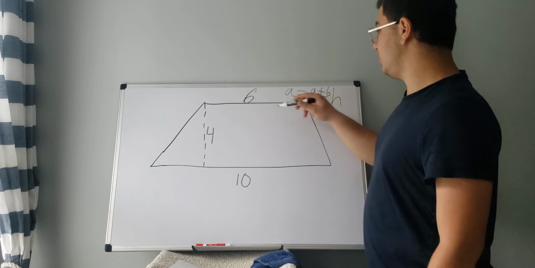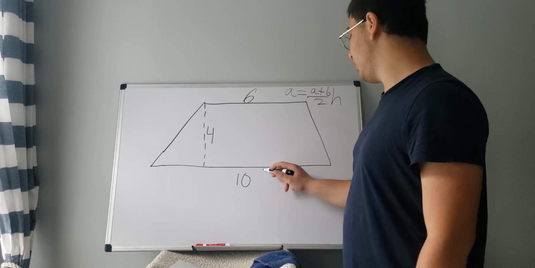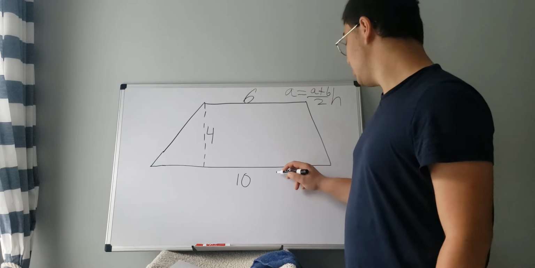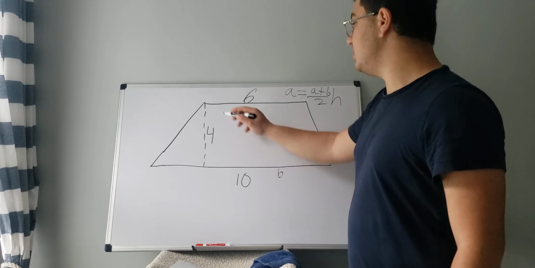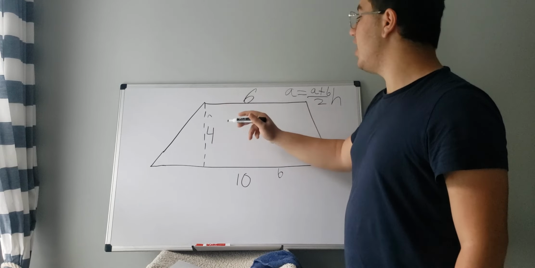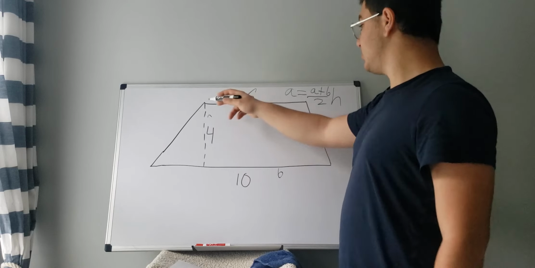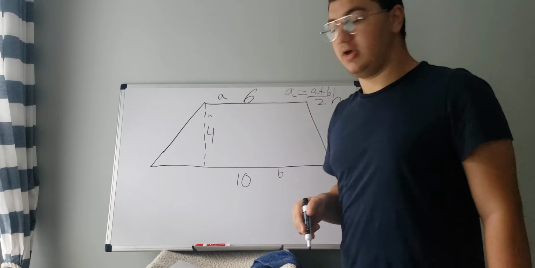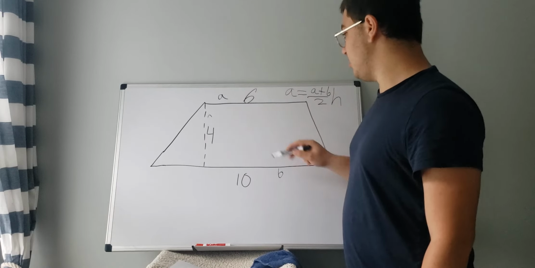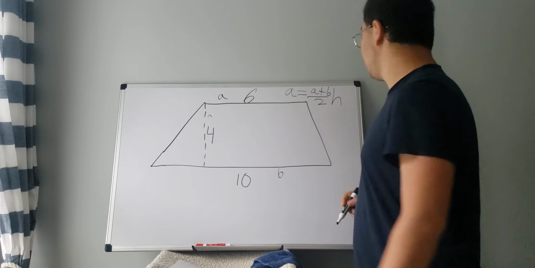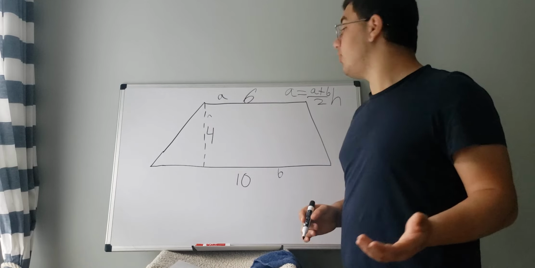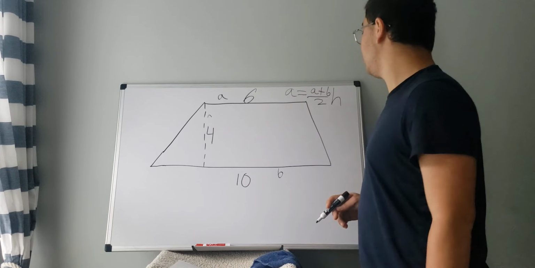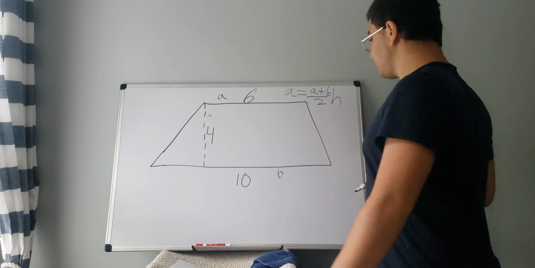We're going to label the base as B, the height as H, and we label the top, since it is a line now, not a point, as A, okay? So we have A, B, and H, remember that. Of course, you can use any variable you want. I just use the ones that are used in the formula.